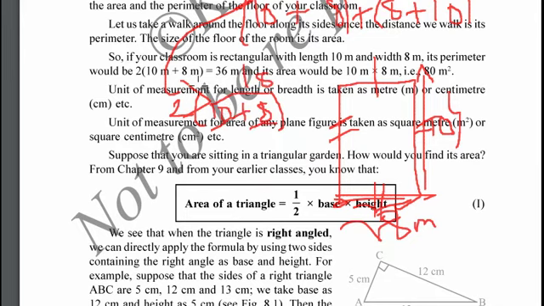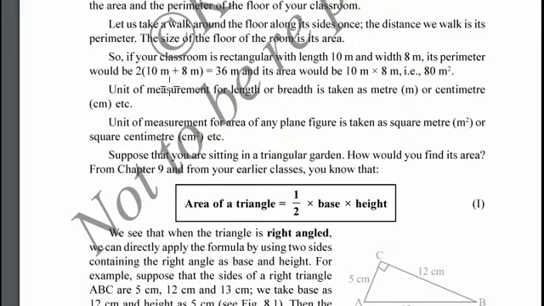18 times 2 is equals to 36. So the perimeter is 10 plus 8, which is 18, 18 times 2 is equals to 36. So the perimeter is 36 meter. Notice the unit is meter, and the area would be 10 times 8.